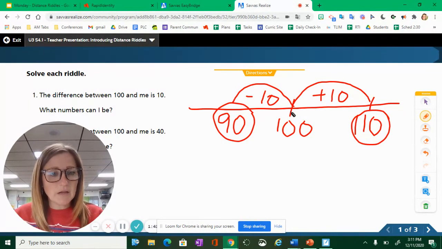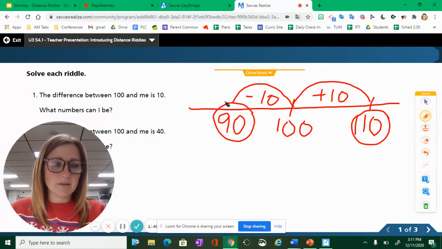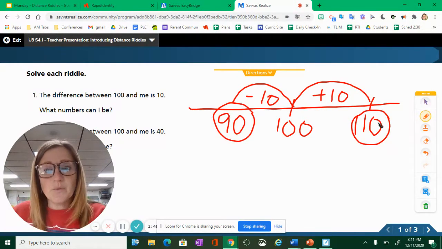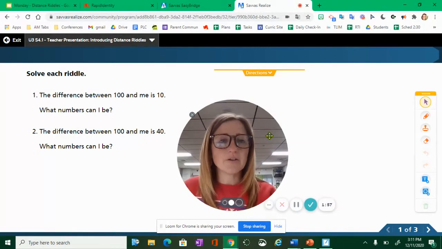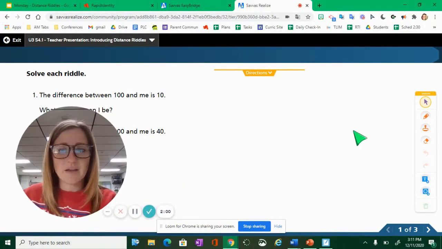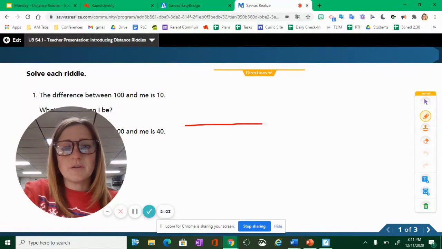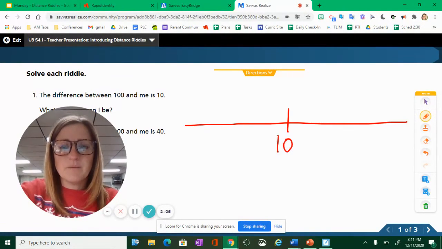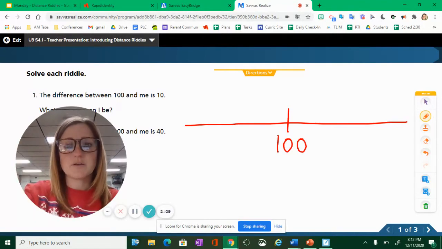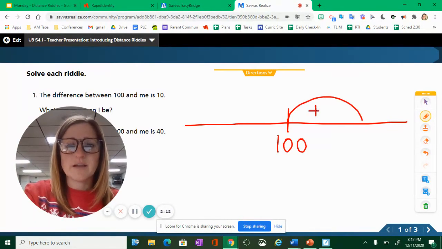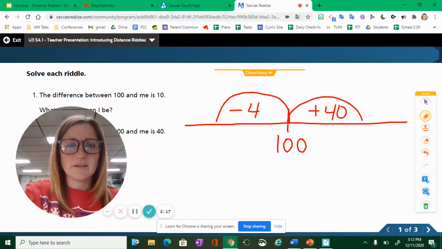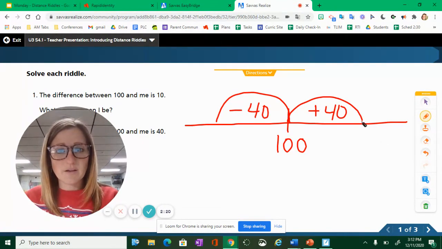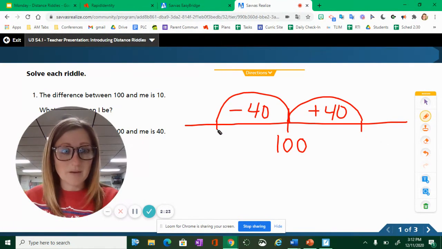Using this visual of a number line and adding up or subtracting back 10 is a great way to show your thinking. So if I did the next one, it says the difference between 100 and me is 40. So the same pattern again would be to draw the number line, put 100 in the middle. So the difference also could be the distance. So I could say it could be 40 more than 100, or it could be 40 less than 100. And you would set it up, and you would have to think, what could the two numbers be?